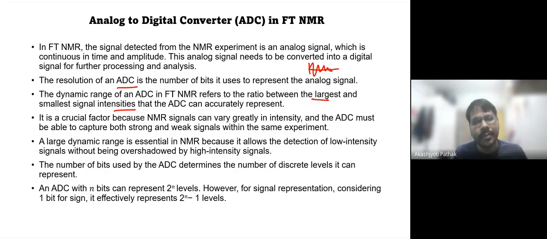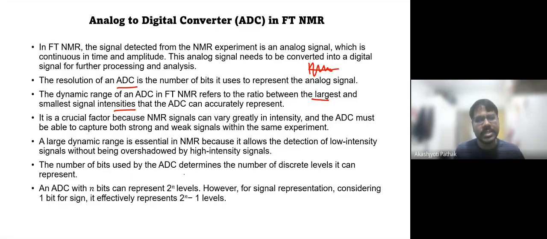A large dynamic range is essential in NMR because it allows the detection of low intensity signals. So if you keep the dynamic range large, then the low intensity signal can also be captured. So basically, the resolution of your ADC depends on the largest signal and the weakest signal that it can capture. Okay, so you have to keep the dynamic range large.